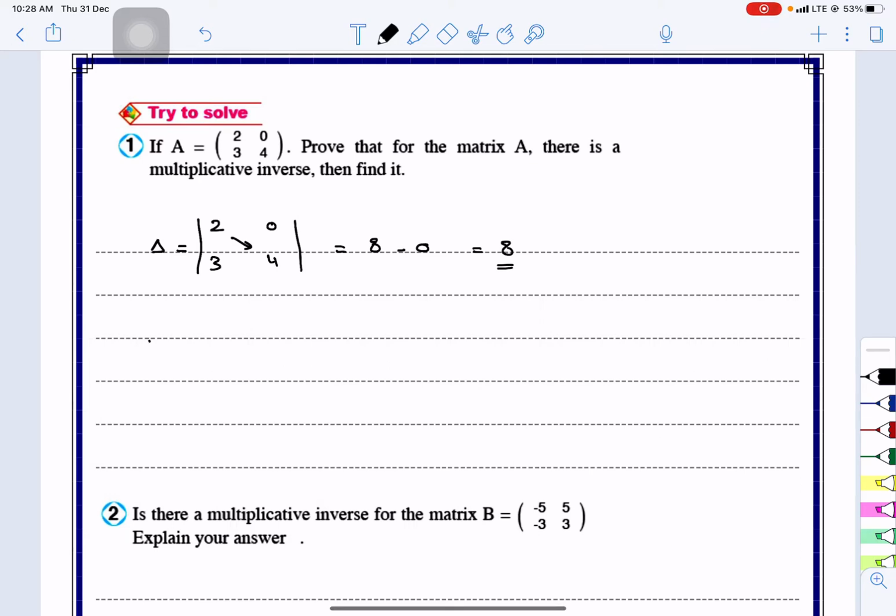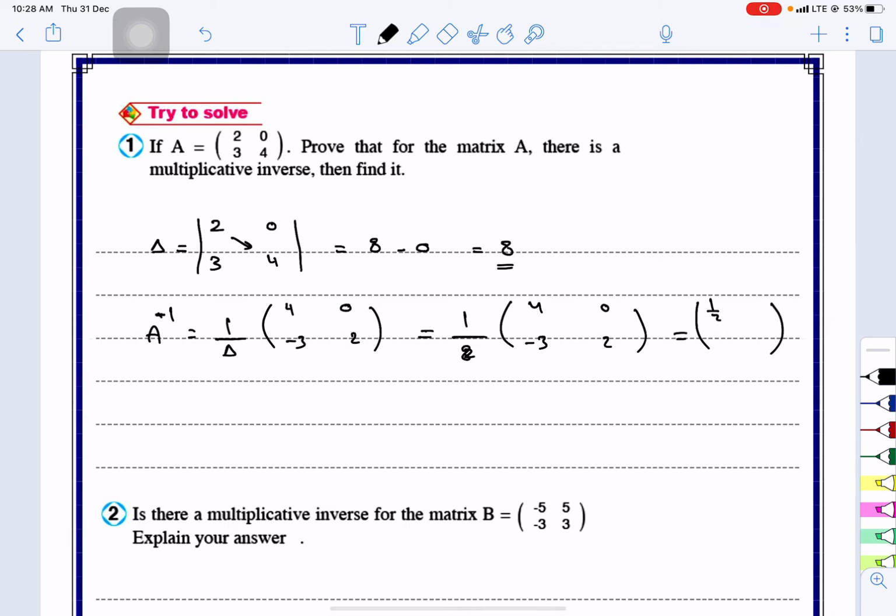So the multiplicative inverse of A equals 1 over delta multiplied by the matrix, changing the principal diagonal 4 and 2 and changing the sign of the other diagonal 0 and negative 3. So 1 over 8 multiplied by the matrix 4, 0, negative 3 and 2. 1 over 8 multiplied by 4 equals half. 1 over 8 equals 0, negative 3 over 8 and 1 over 4.